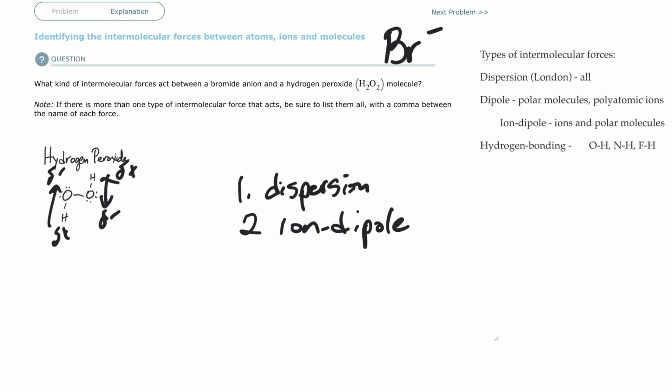And then hydrogen bonding, peroxide has hydrogen bonding, but bromide doesn't have oxygen or nitrogen or fluorine, and there's no hydrogen there. Okay, so there can't be hydrogen bonding. So the only two that you're going to see in this example would be dispersion forces and ion-dipole forces. Okay, so good example, I think.